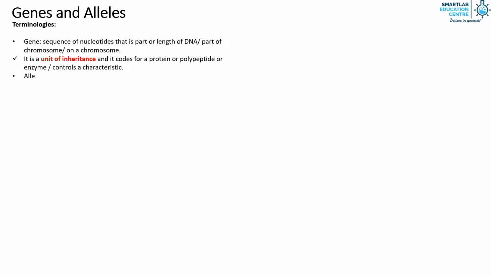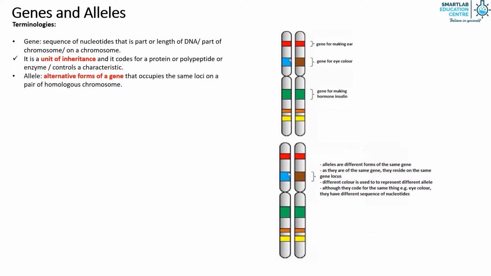An allele is an alternative form of a gene that occupies the same loci on a pair of homologous chromosomes. Let's look at this diagram here. The gene for eye color is at this position, however there are two alleles for eye color represented by the colors blue and brown. The location of the gene in the chromosome is referred to as the gene locus.